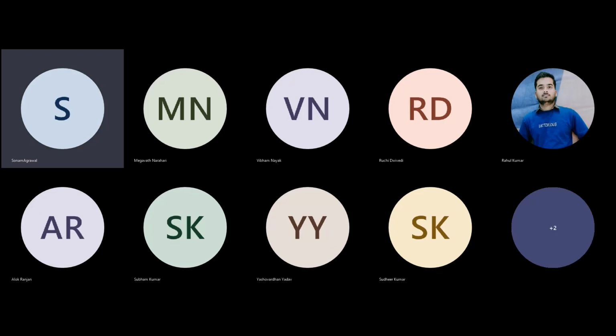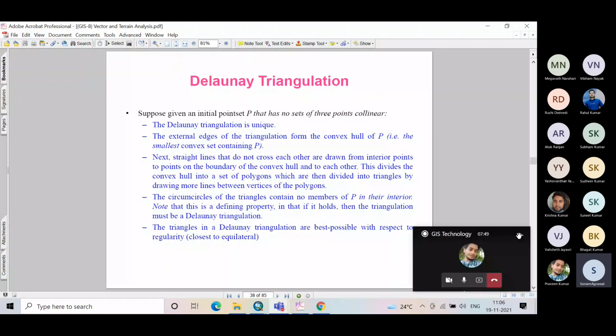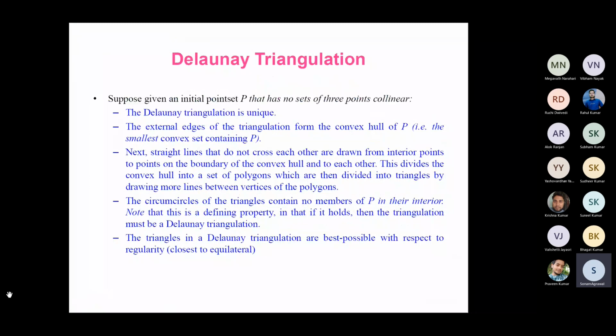In the last term, we started the discussion of interpolation, and in interpolation, Delaunay's triangulation was already covered. But I am repeating it again because today we are also going through TIN, triangulated irregular network, and in the TIN, the triangles are created based on Delaunay's triangulation. Okay, so does anybody remember about Delaunay's triangulation? Why do we perform it?